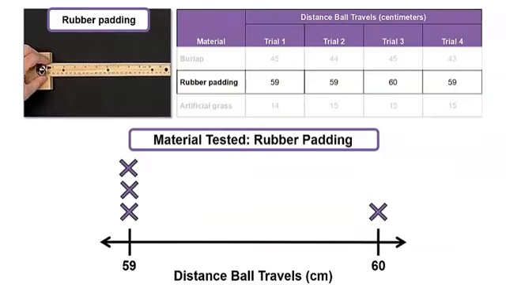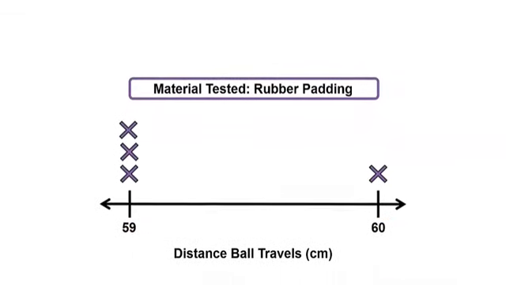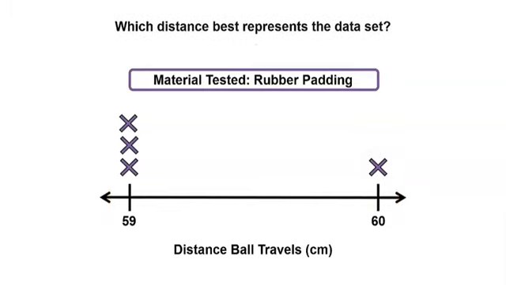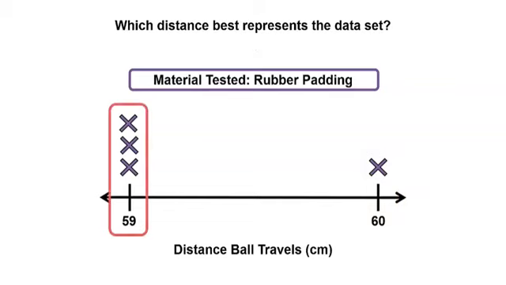Here's our line plot for the rubber padding. Like the last line plot, I used the shortest and longest distances to create the endpoints for this line plot. Since there are only 2 distances recorded for the rubber padding, we only have 2 distances on our line plot. Let's look at the number of X's above each distance. I see 3 X's above 59 and only 1 X above 60. So which distance best represents the data set from the rubber padding trials? 59 centimeters is the most common distance and also the best representation of the data.